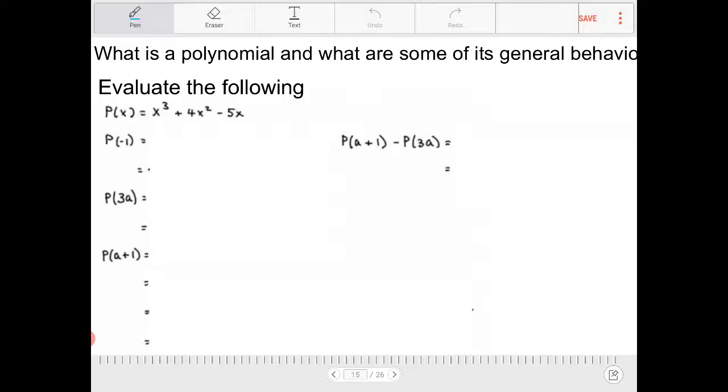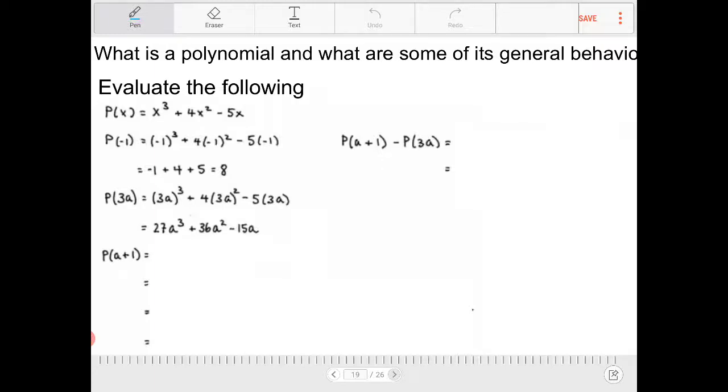So hopefully you guys had some time to think about this. P of -1: all you got to do is substitute wherever you see x. You're going to replace that with -1. And when we evaluate this, it all comes out to equaling +8. Next, wherever we see x, I'm going to replace it with 3a. So it becomes 3a quantity cubed plus 4 times 3a squared minus 5 times 3a. And if we perform the necessary computation here, it reduces down to 27a cubed plus 36a squared minus 15a.